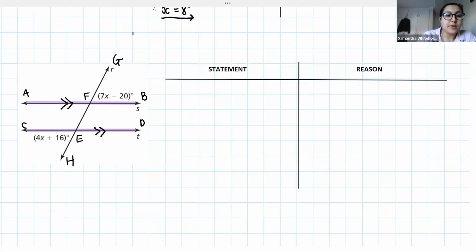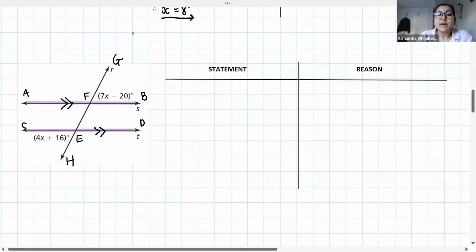This angle 4x plus 16 is a corresponding angle to AFE. Also, it doesn't help me. There's nothing there at AFE. We're going to have to do a little bit of work before we can get there.